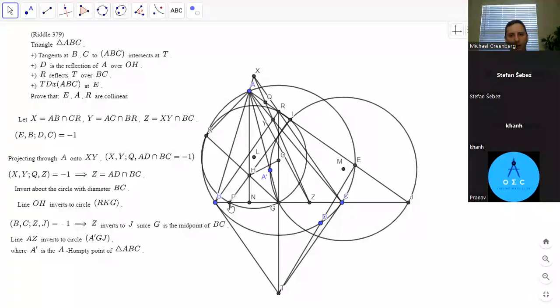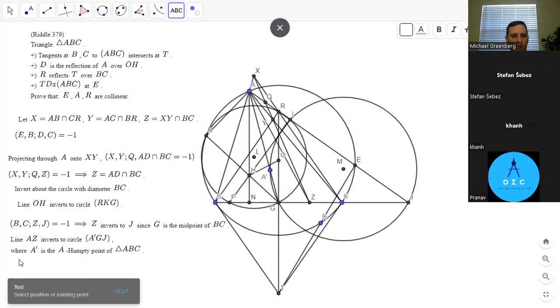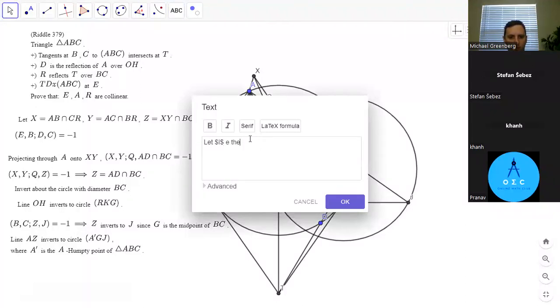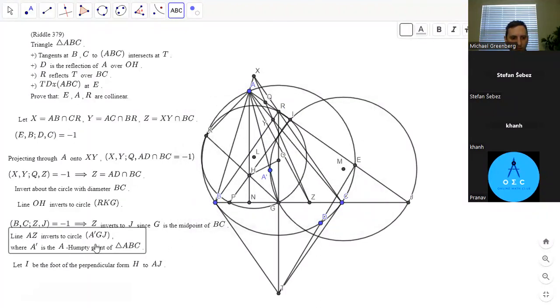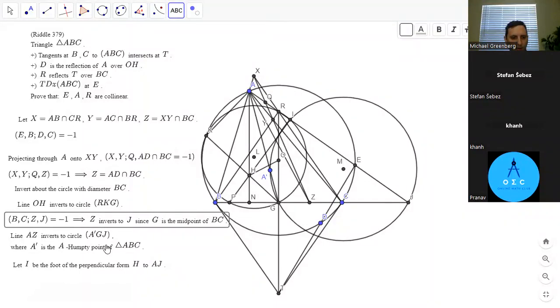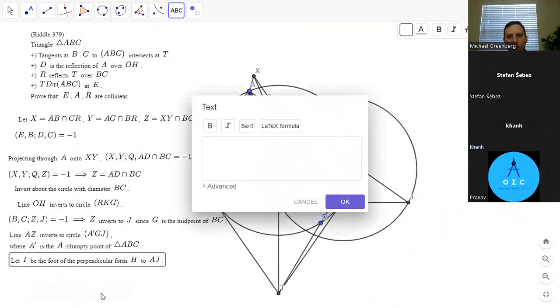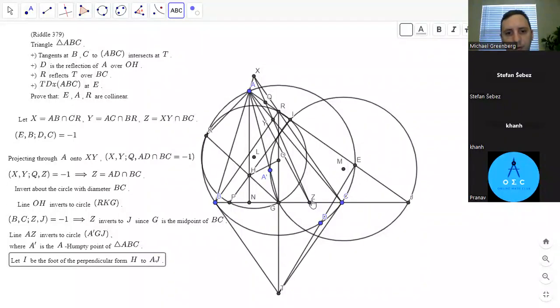Wait, how do we define I? Is it where the circle meets AJ? You can let I be the foot of perpendicular from H onto AJ. Okay. All right. And then let HI intersect BC at P.